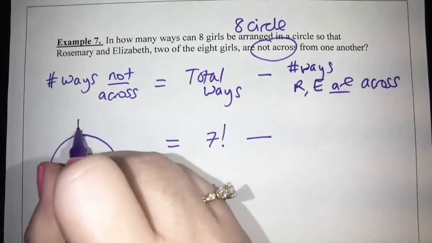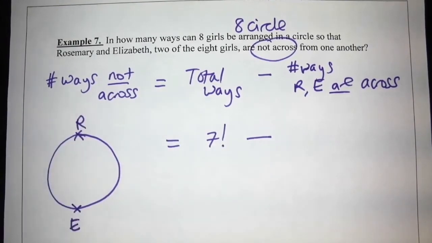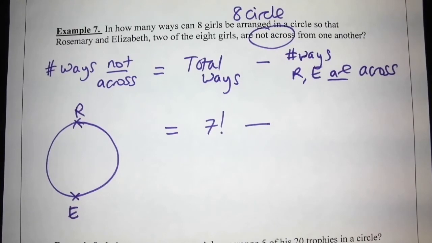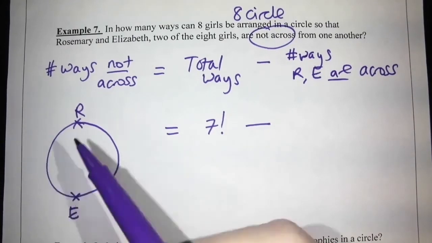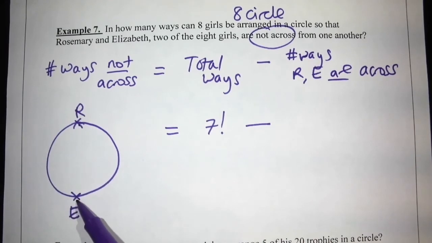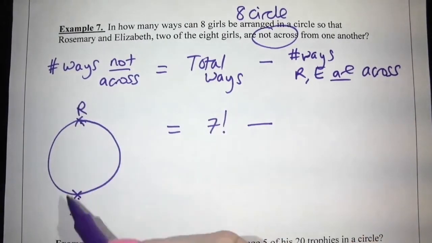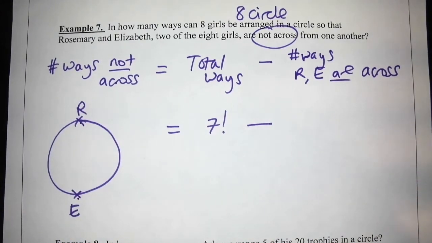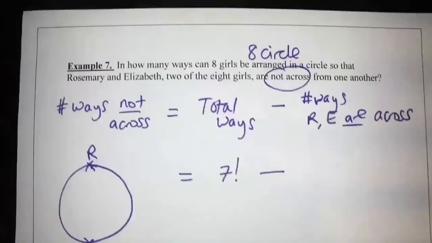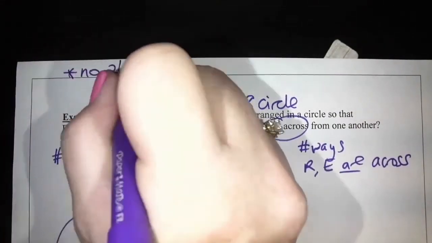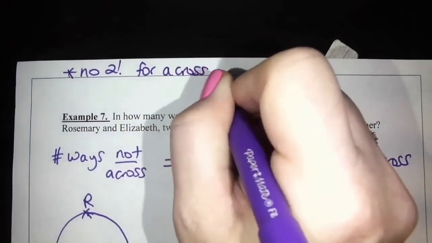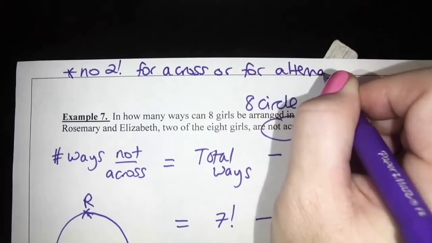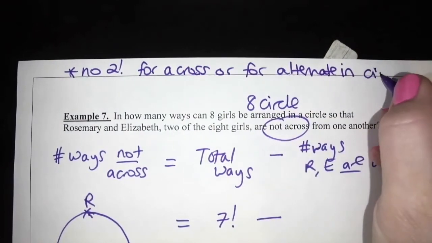Now, tricky part, if Rosemary and Elizabeth are across from one another, let's think about this for a second. If they are across from each other, does it matter if I put Elizabeth here and Rosemary here? Would it be a different arrangement? Well, no, they'd still be across from each other. So you don't get a 2 factorial for people being across in circles. You also don't get a 2 factorial for people alternating in circles. The only time you get the 2 factorial is when Rosemary and Elizabeth are sitting beside each other, so together. Okay, so make a note, no 2 factorial for across or for alternate in circles. And those are very common on the exams.